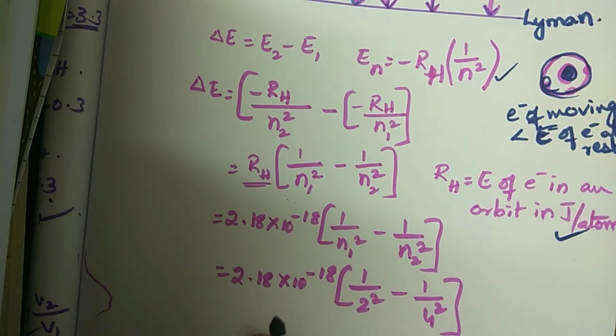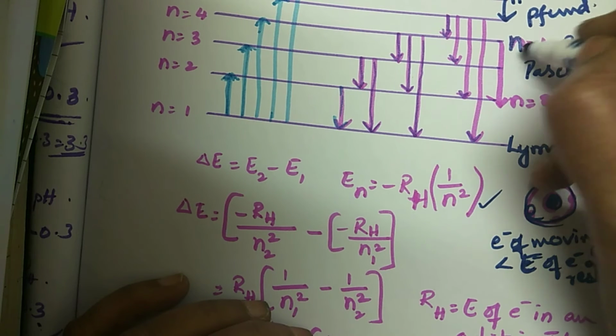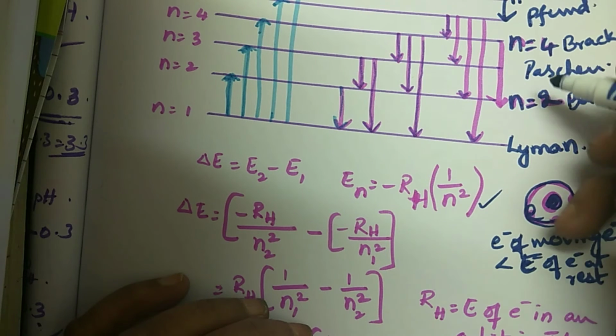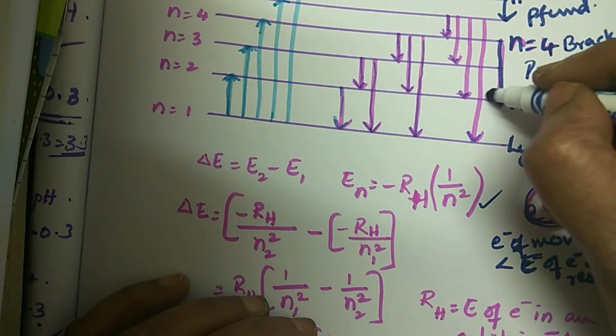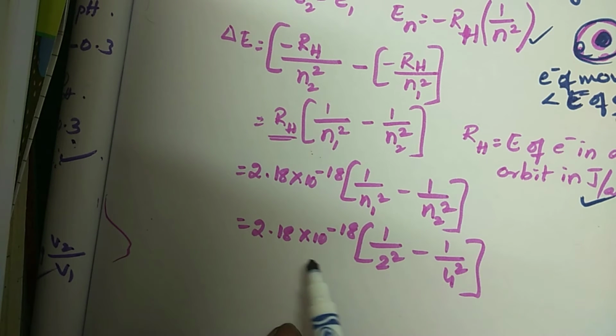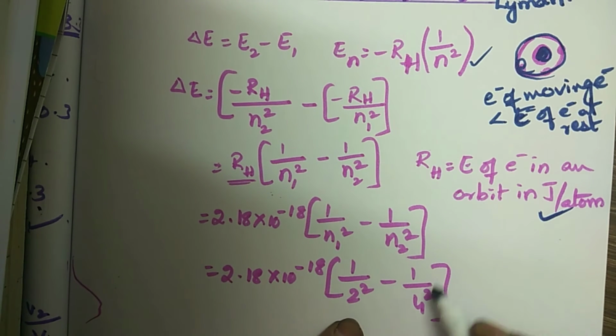N2 square, right? Now, if we consider an electron is coming from N is equal to 4 to N is equal to 2, from the fourth principal quantum number to the second principal quantum number, how does this equation change? Delta E is equal to 2.18 into 10 power minus 18 into 1 by the lower principal quantum number 2 square minus 1 by the higher principal quantum number 4 square.